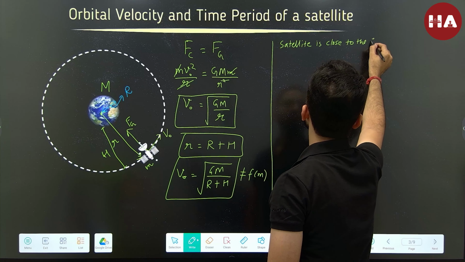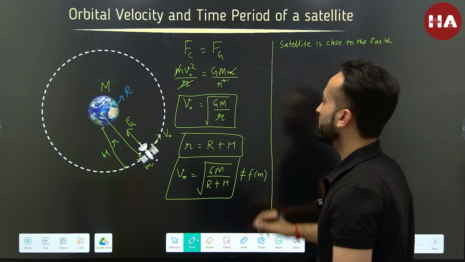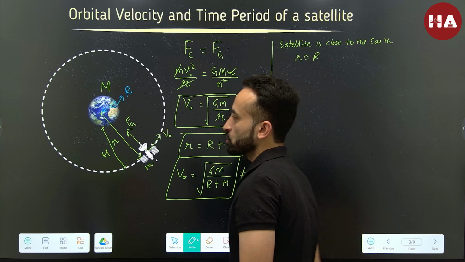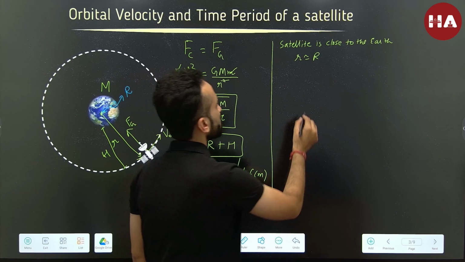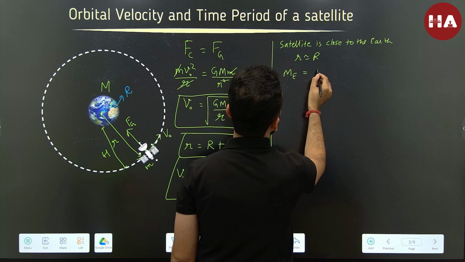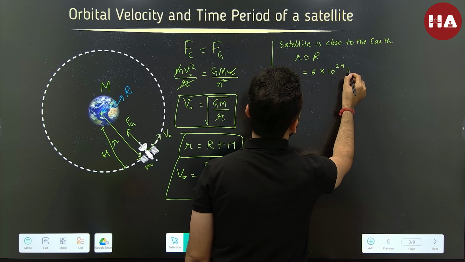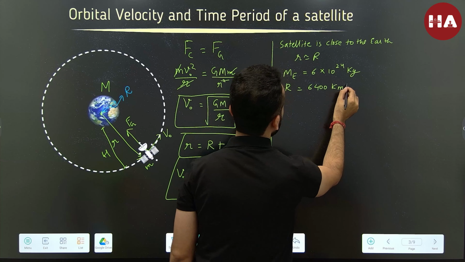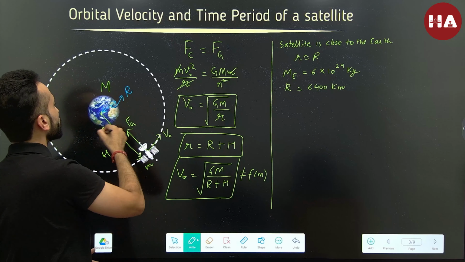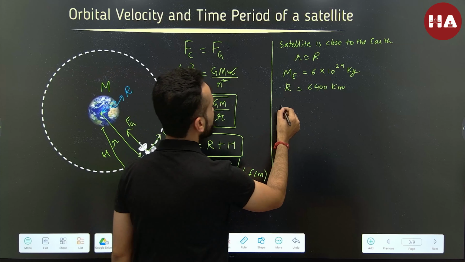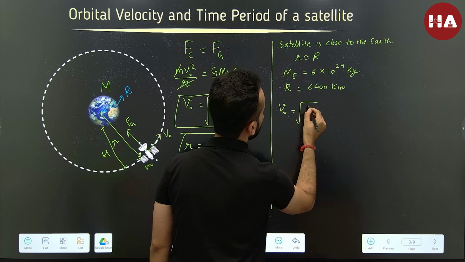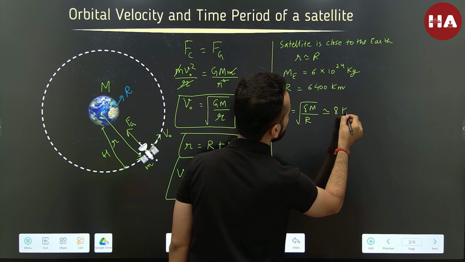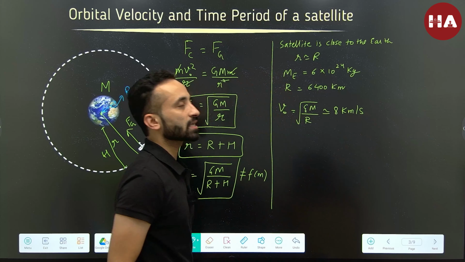If the satellite is very close to the Earth, then we can approximately take r as capital R. So you should know some data. Approximate mass of Earth is like 6 into 10 raised to the power 24 kilograms, and the radius of Earth is approximately 6400 kilometers. If we put those values, assuming the satellite is very close to the Earth, then the orbital speed will turn out to be approximately root GM over R, which is approximately 7.9, or let's take it 8 kilometers per second.